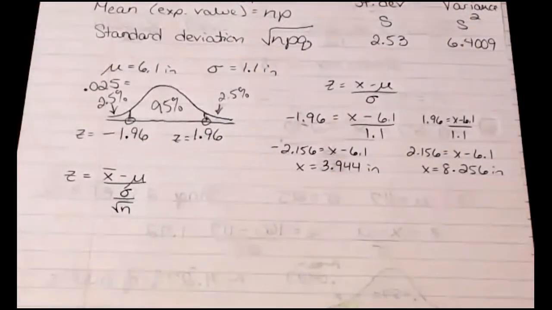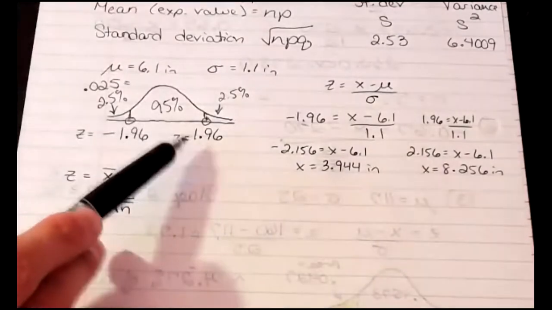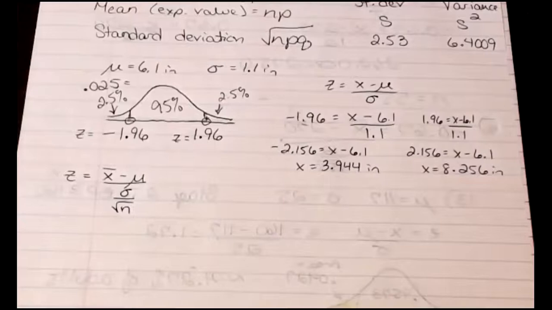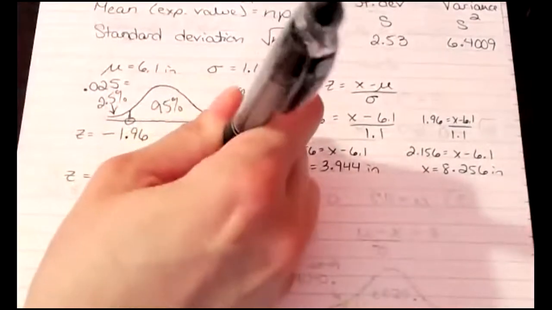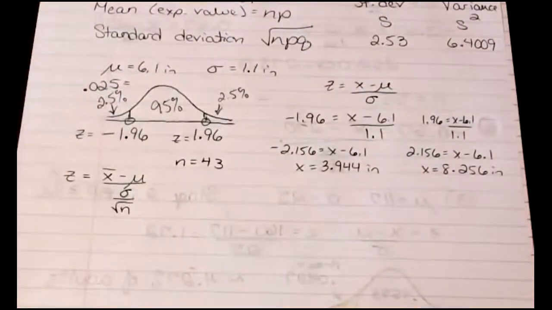The really awesome part about this, everyone, is the fact that we already know what the z-scores are that bound the middle 95%. So we already know what those z-scores are. We also know that n in this case is 43. So I'm just going to write n is equal to 43. So we want to find the sample averages using all of this information.